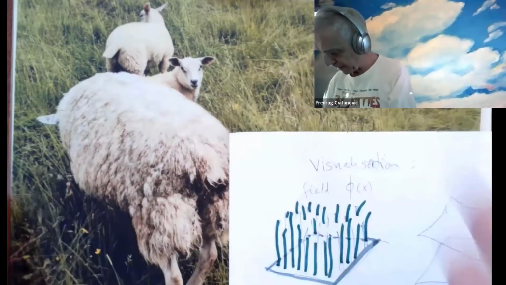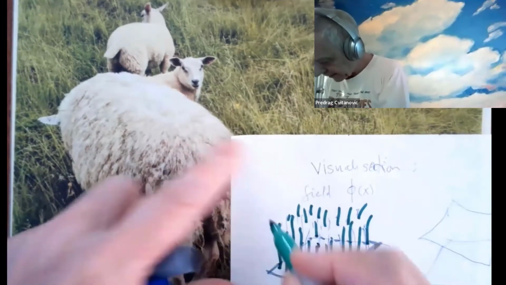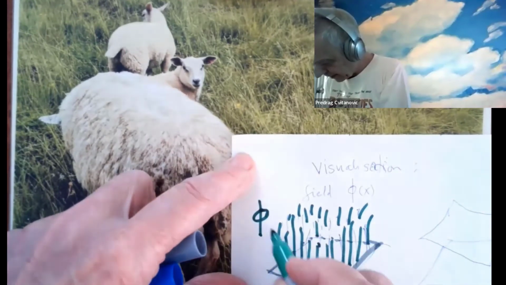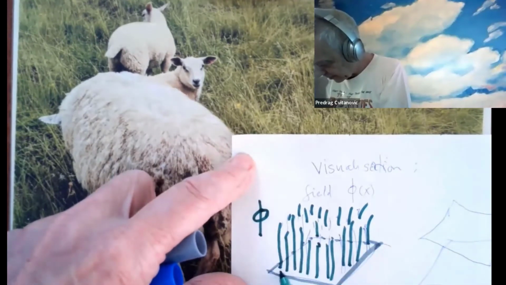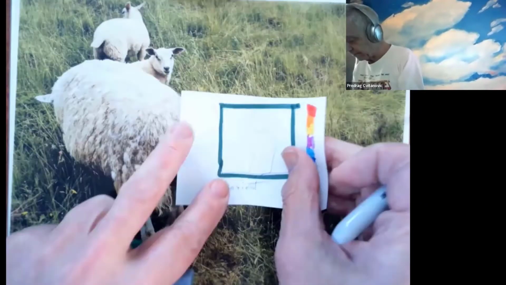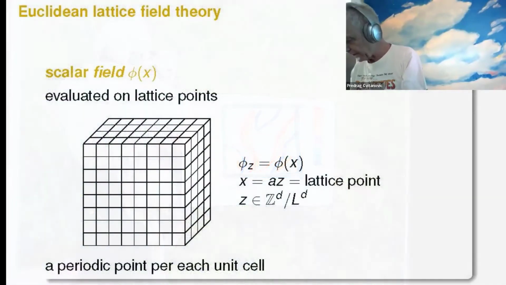And one of these blades of grass, and that's the scalar field we're discussing. At position C, will have this value. To make further progress toward this field theory, we have to discretize things because computers cannot represent infinitely many values.